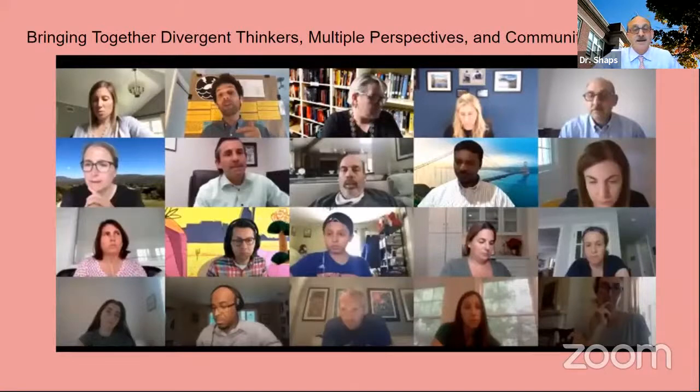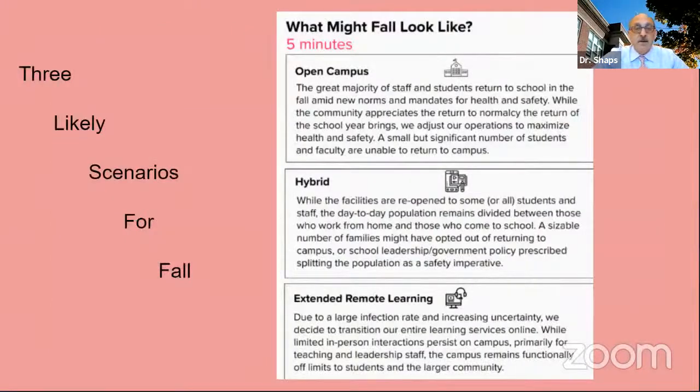I mentioned this idea of bringing together divergent thinkers, multiple perspectives, and community expertise. This is a snapshot of a handful of participants of our 77-member group that operated on an online platform, Zoom, and did all of our work using online tools. And so part of this was moving from a group of 77 down to a group of 25, down to a group of 2, and back to a larger group. So we ended up in a very clear direction.